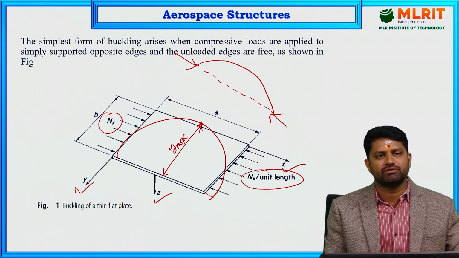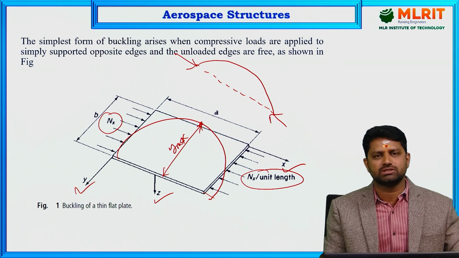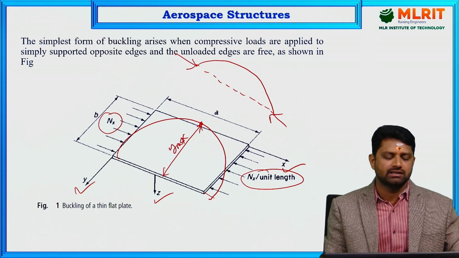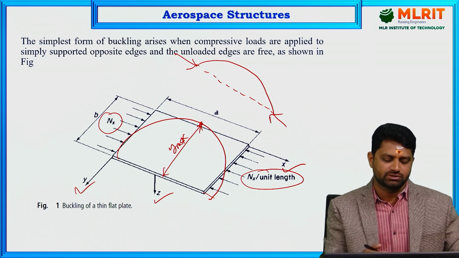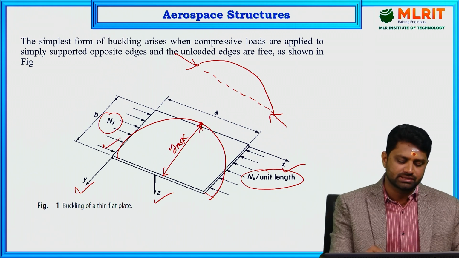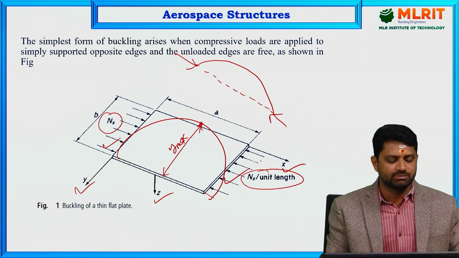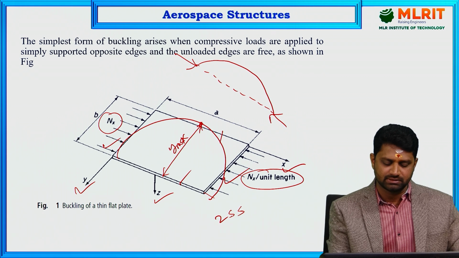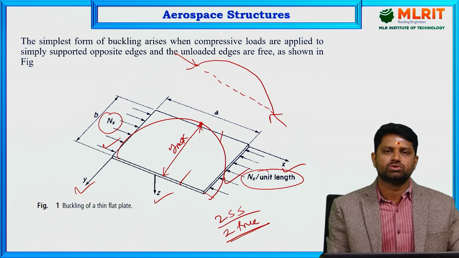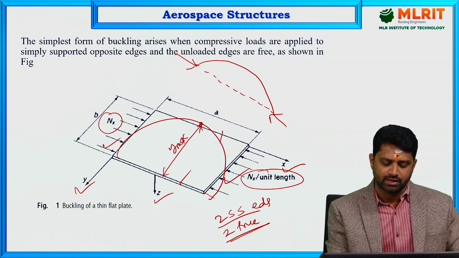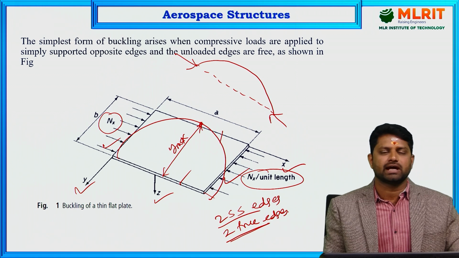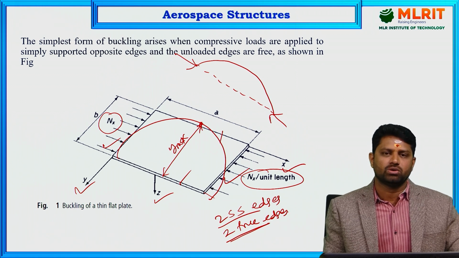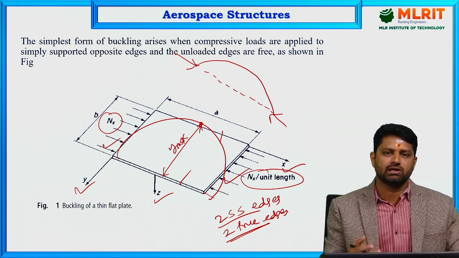The simplest form of buckling arises when compressive loads are applied to simply supported edges and the unloaded edges are taken as free. That is what we have seen here. On two edges we take simply supported edges, and the other two edges we consider free. So it is a 2 SS and 2 free condition, 2 simply supported edges and 2 free edges. This is a simple configuration we consider to understand and calculate the critical load for buckling of the thin plate.